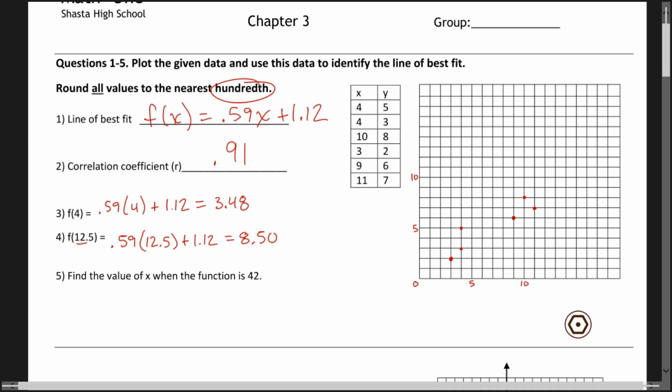And the last question that's related to this data set says, find the value of x when the function is 42. So if my functional value, and let me just write this right here, the function of x equals 0.59x plus 1.12. What this is saying is if the function is 42, I'm not passing in 42, but if it equals 42, in other words, I'm writing the function equals 42 right here. The question is, what's the value of x that produces that?